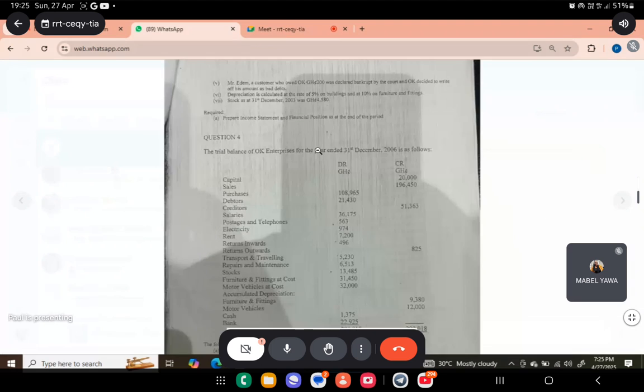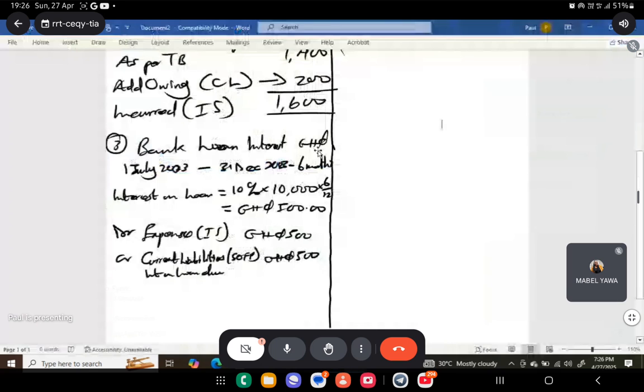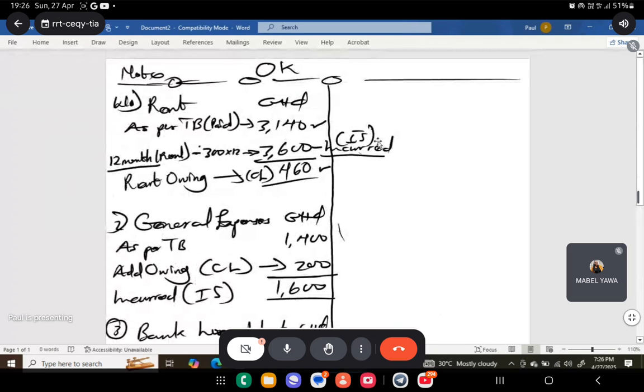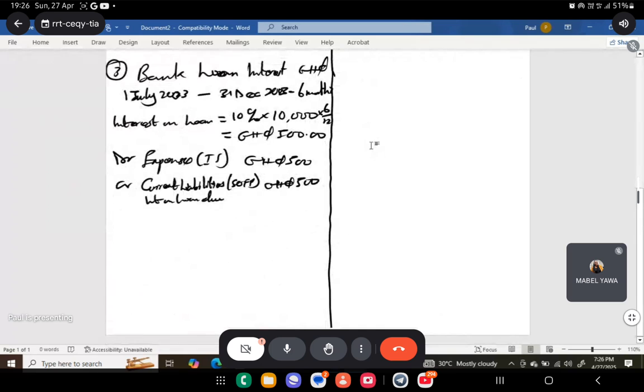Now, the fourth one says that a customer who owed OK 200 cedis was declared bankrupt by the courts, and OK decided to write off his amount as bad debt. So there is a customer, which is Mr. Eden. So Mr. Eden is in receivables.